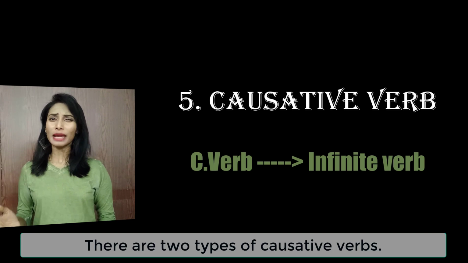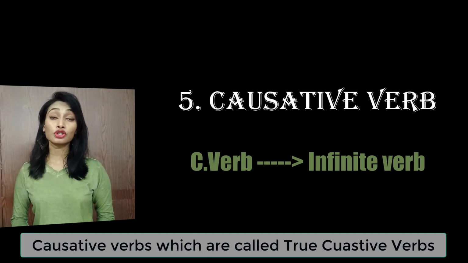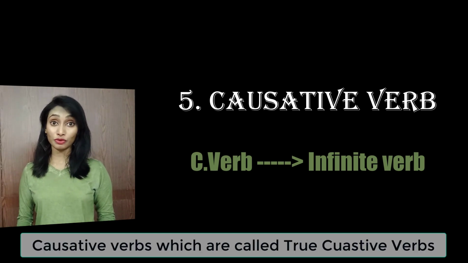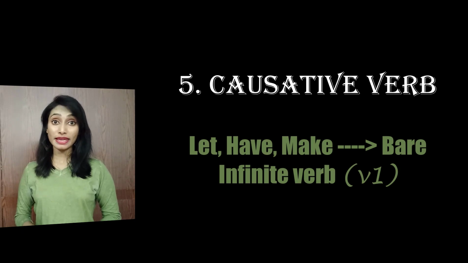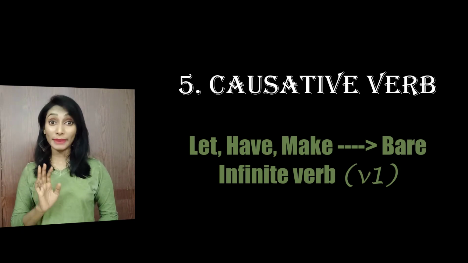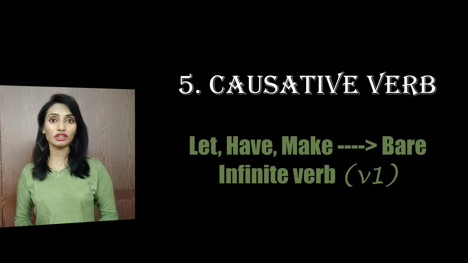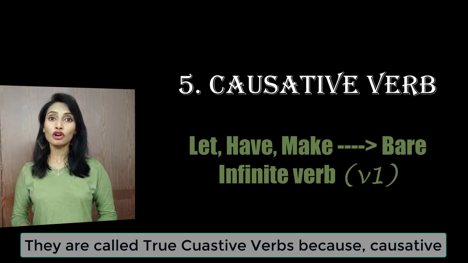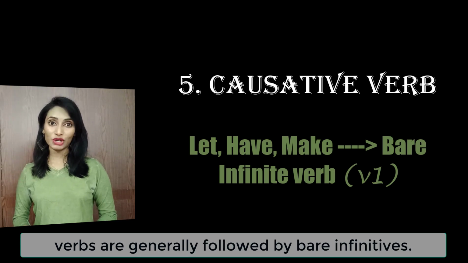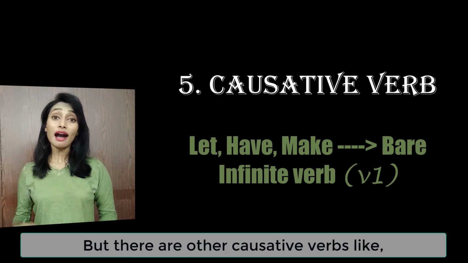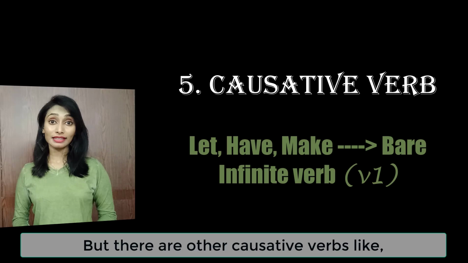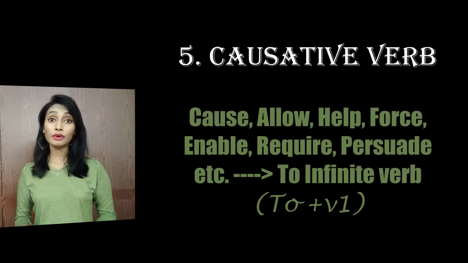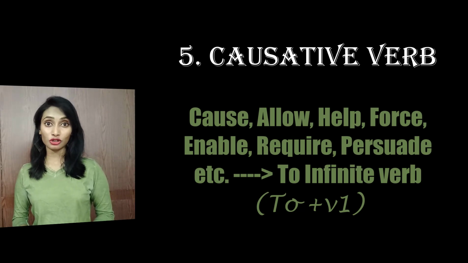There are 2 types of causative verbs. Causative verbs which are called true causative verbs, let, have and make, are only followed by bare infinitives but not to-infinitives. They are called true causative verbs because causative verbs are generally followed by bare infinitives. But there are other causative verbs like cause, allow, help, force, enable, require, persuade, etc., which are followed by to-infinitives.